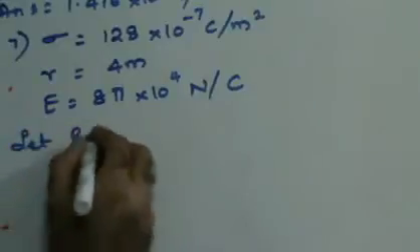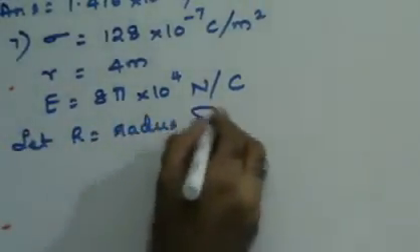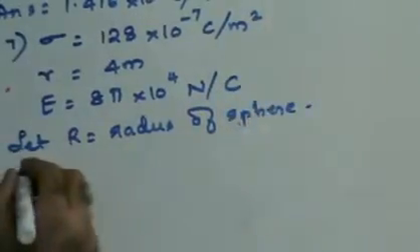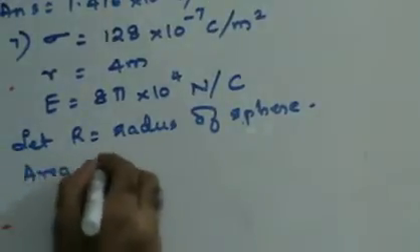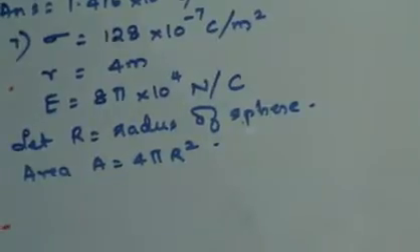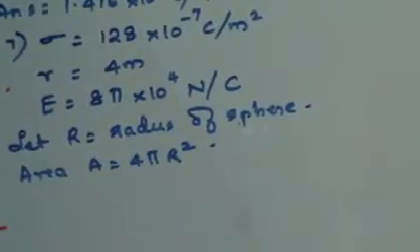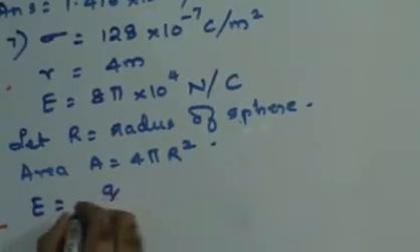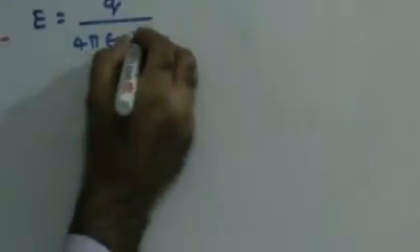Let us assume that R is the radius of the sphere. That means the area of the sphere A will be nothing but 4 pi r square. Now, a replica of the previous sum: electric intensity is Q upon 4 pi epsilon 0 K r square. Hence, Q is nothing but E 4 pi epsilon 0 K r square, cross multiply.